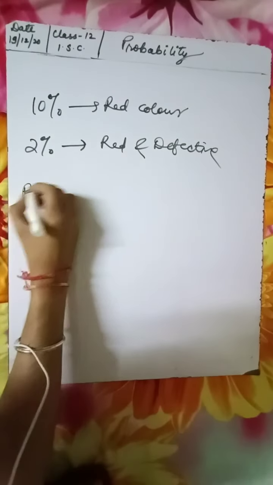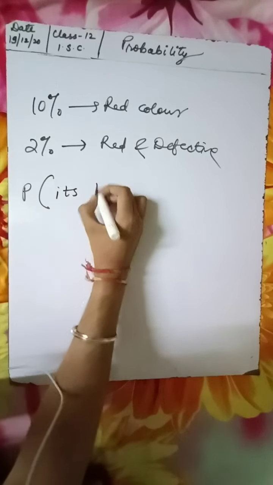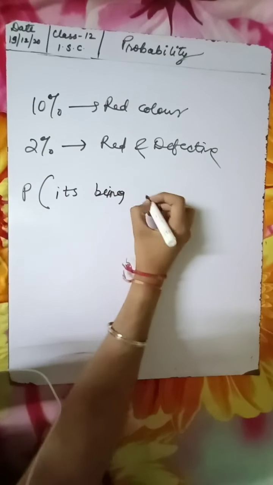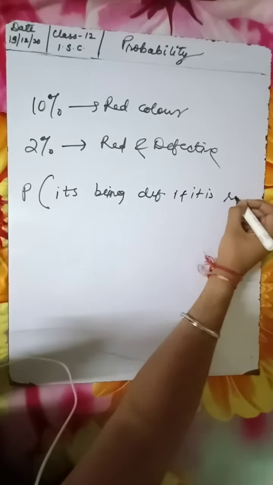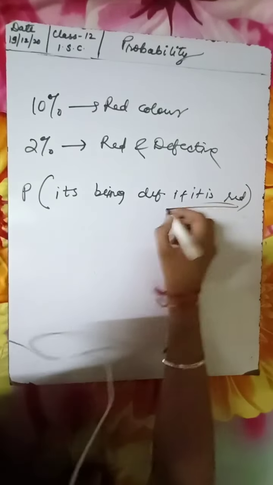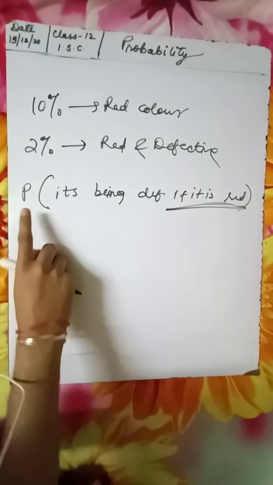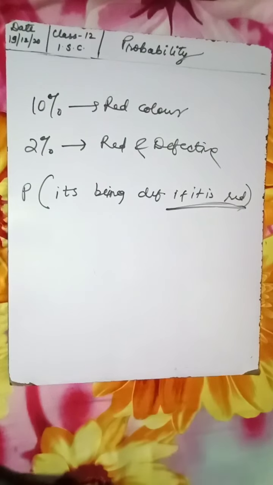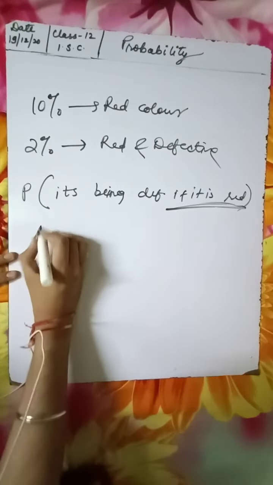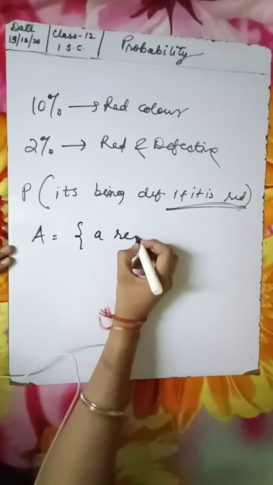Okay, so we need to find the probability that it's being defective if it is red color. Now, can you understand, this condition is very important. We have to find the probability of it being a defective one if it is of red color. Okay, so what we are doing, we are considering A event to be a red color bulb.